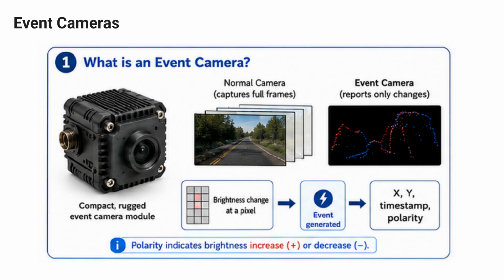So an event camera reports only what is changing in the scene, making it extremely fast and efficient for motion detection.